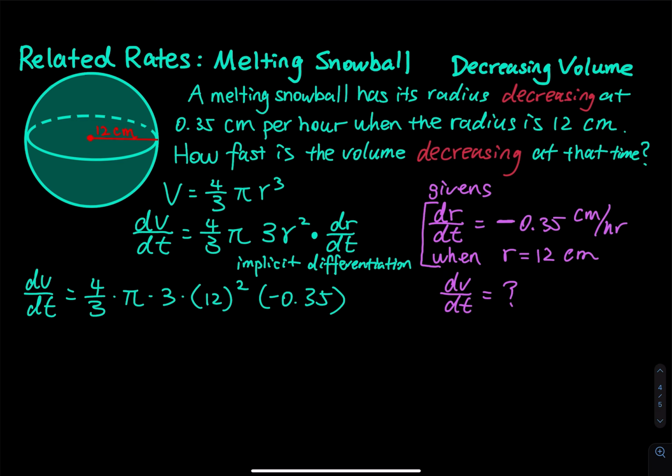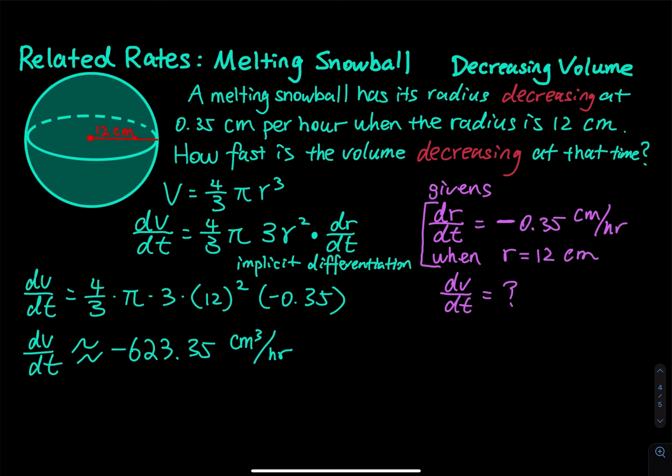All right. So for dV/dt, this time we are going to approximate. You multiply all of this. So this is approximately equal to negative 633.35. This is cubic centimeters per hour, because this is a volume. Do you see that the rate of change is negative? That means the volume is decreasing because the snowball is melting, right? Of course, the volume is decreasing.